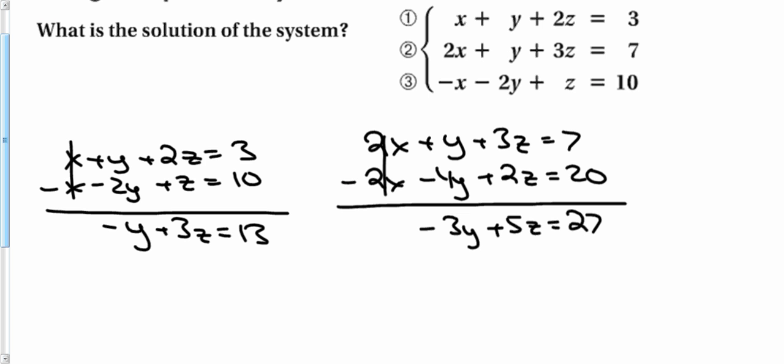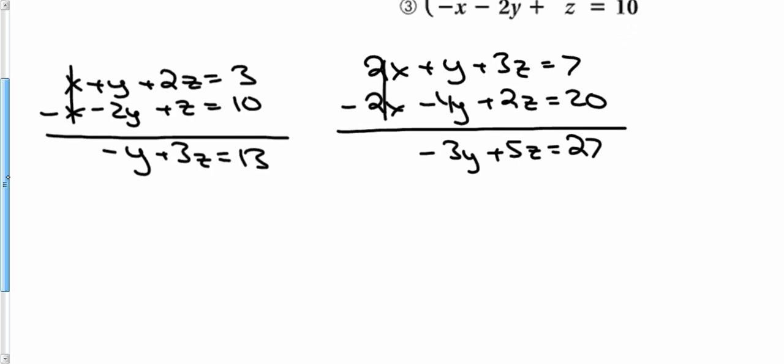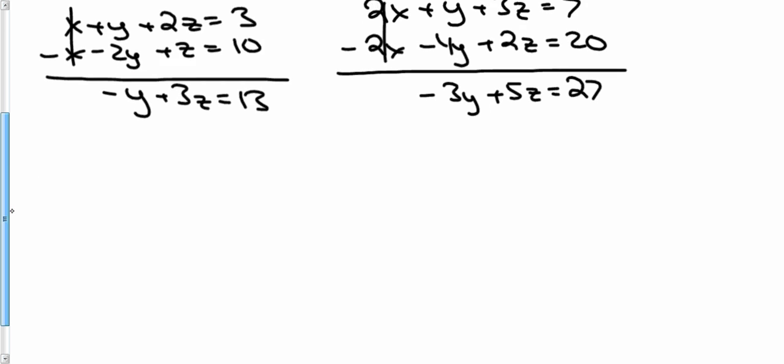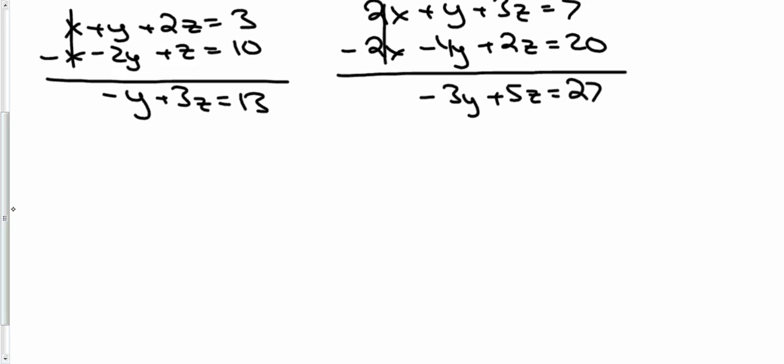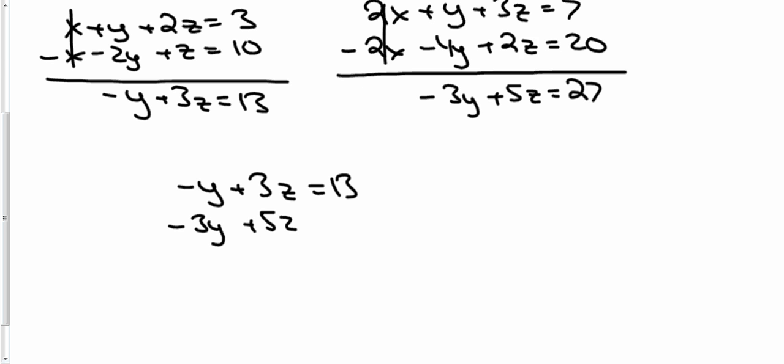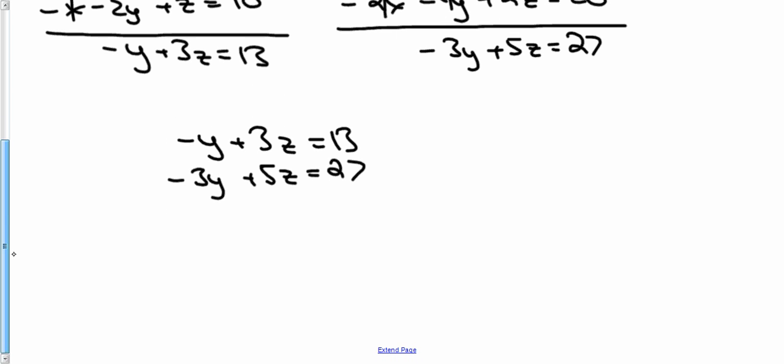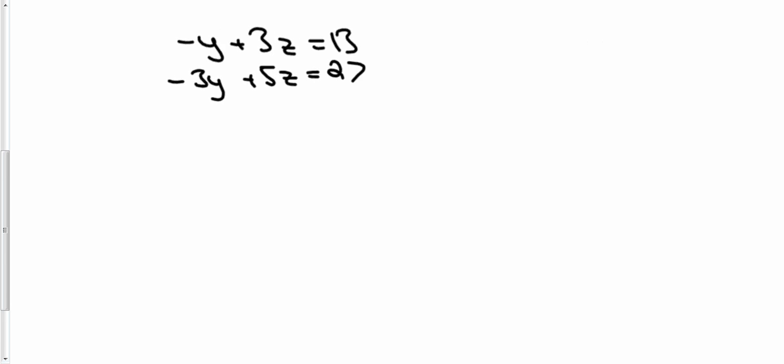Okay. So now I have a system of two variables. I've gotten rid of x in both places. Okay, that's good. That's what I wanted. So here's my new system. Negative y plus 3z is equal to 13. Negative 3y plus 5z is equal to 27. Okay. So there's my system. Two variables, which we've dealt with before.